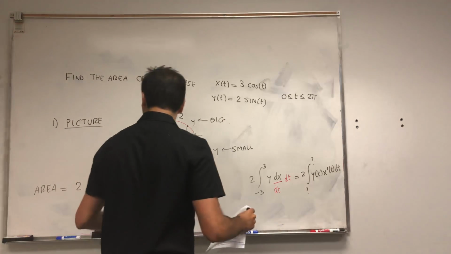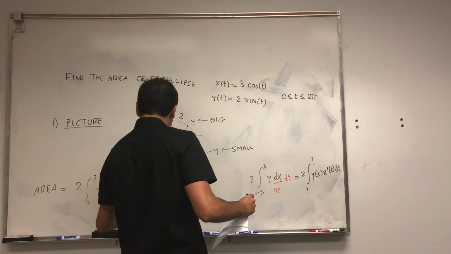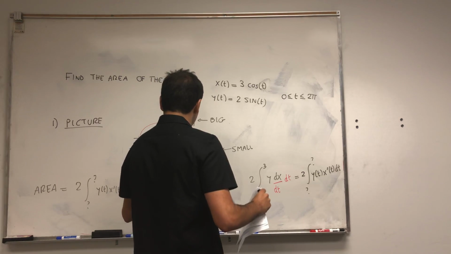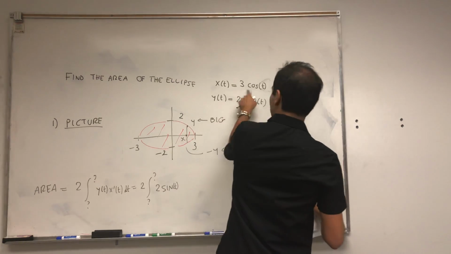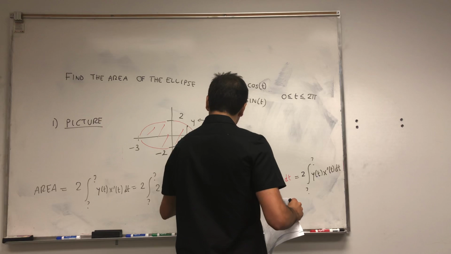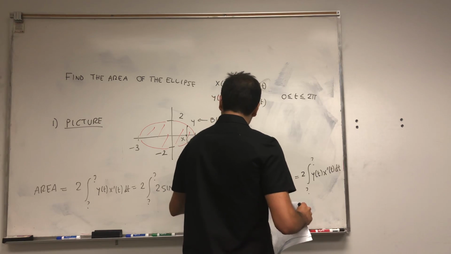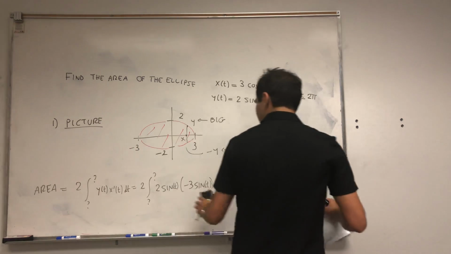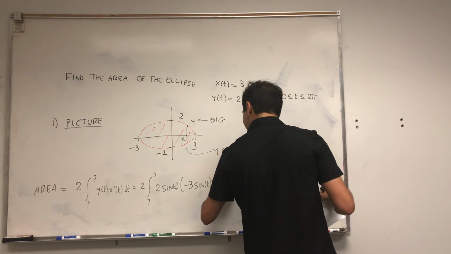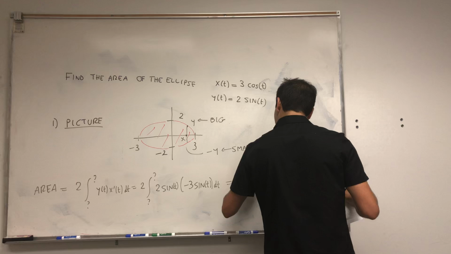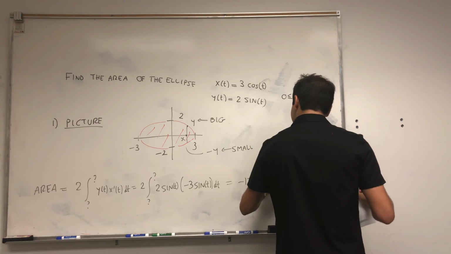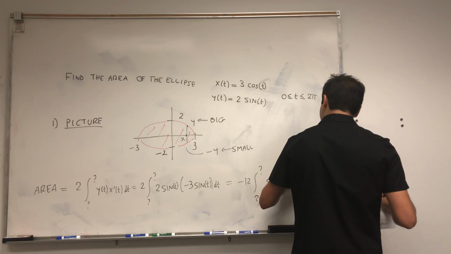Okay, now let's use our y. So it's 2 times the integral from something to something of 2 sine of t. x prime becomes minus 3 sine of t dt. And so in the end, we're left with minus 12 times the integral from something to something of sine squared of t dt.